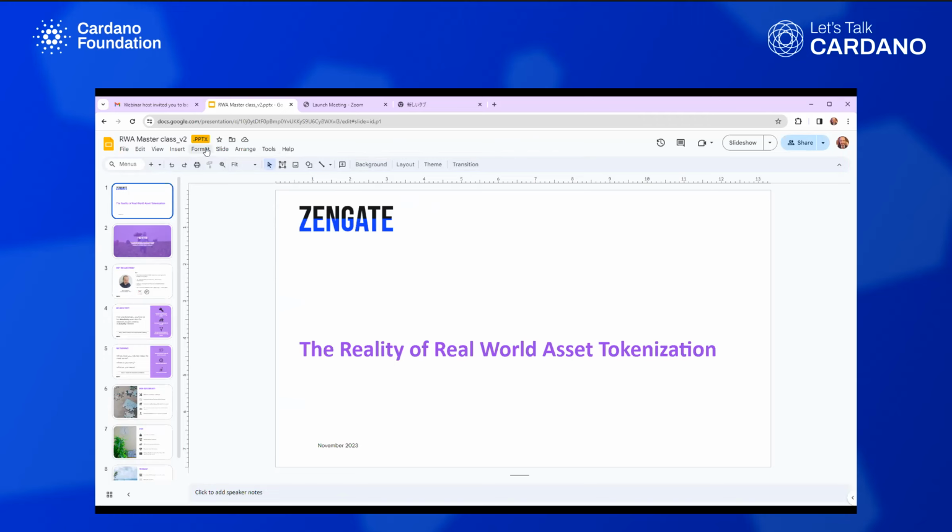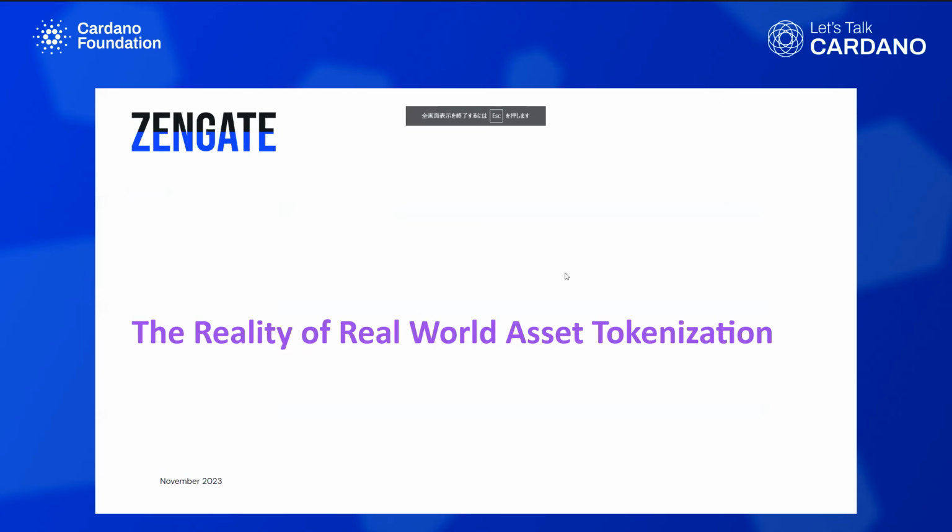So let's kick off. I think you can see my screen here. This is the presentation. This is the same presentation that I used in Dubai, so you won't be missing anything.